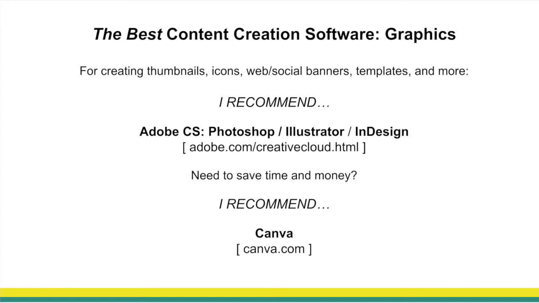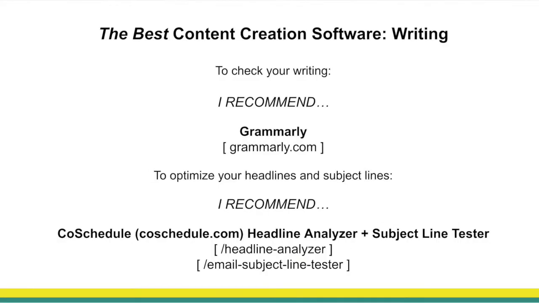It's called Canva. It's got countless free templates and graphics, as well as teams, projects, and brand kits for project management. Finally, to double check your writing, use Grammarly with its writing assistant, automated grammar checker, and word processing app plugins. To A/B test and optimize your headlines and subject lines, use CoSchedule. It's fantastic.